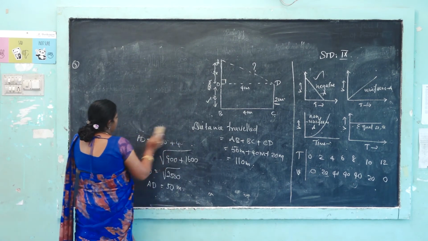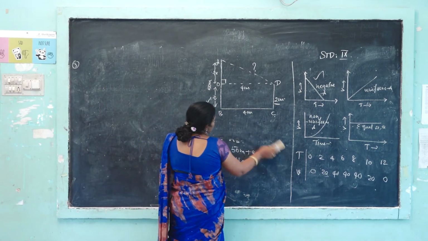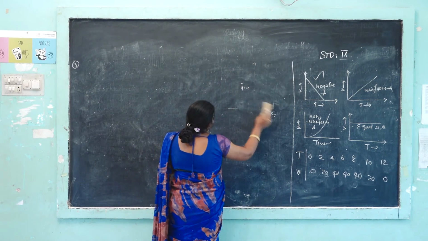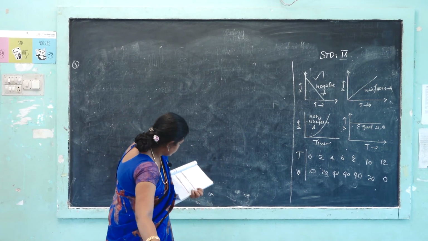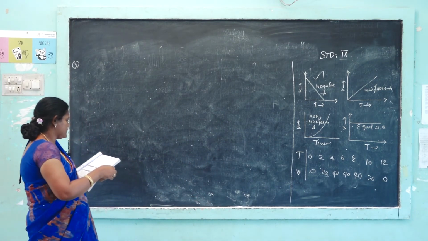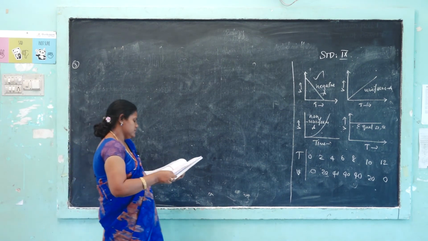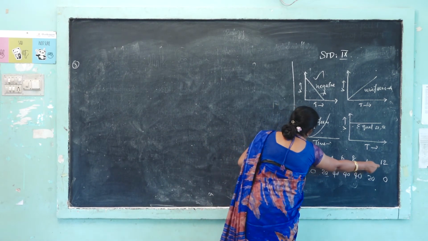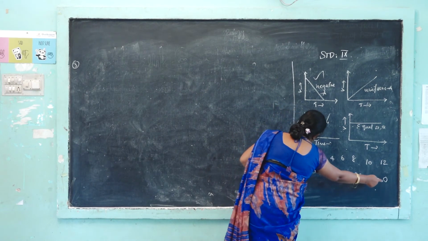So very simple. By using the graph sheet you have to calculate that value, or you have to make the graph between the velocity and time. So time is given and velocity will be given. So time will always be taken as the x-axis. Okay. Time, what's the time value, ma? 0, 2, 4, 6, 8, 10, 12, and velocity value is 0, 20, 40, 40, 40, 20, 0.